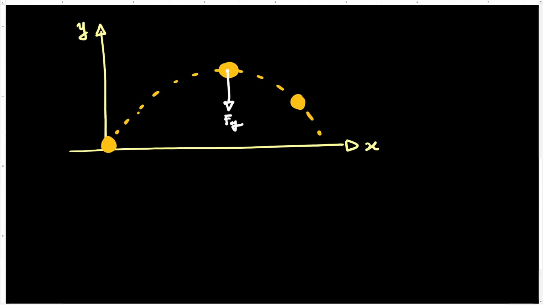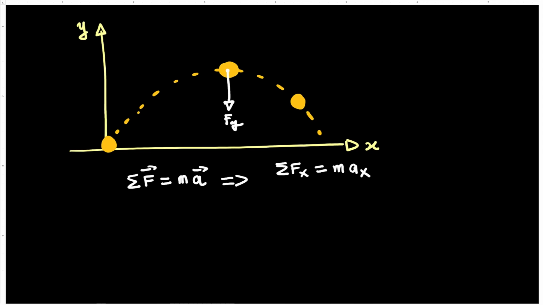But first, understand this. Newton's second law tells us that the resultant force, or the sum of all the forces acting on an object, is equal to the mass of that object multiplied by its acceleration. This equation can be broken down into two. This implies that the sum of forces in the x direction is equal to the mass of the object times the acceleration in the x direction, and the sum of forces in the y direction is equal to m times the acceleration in the y direction.